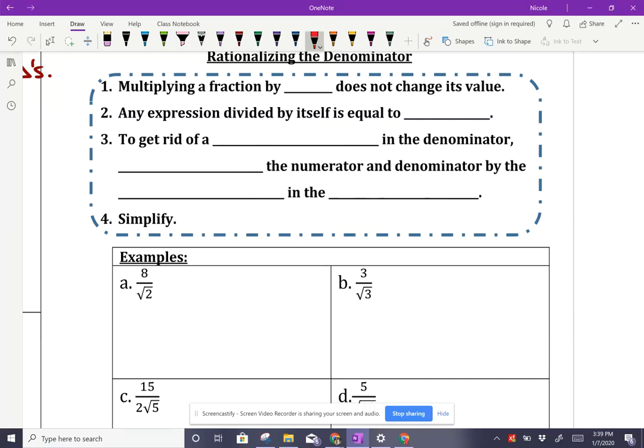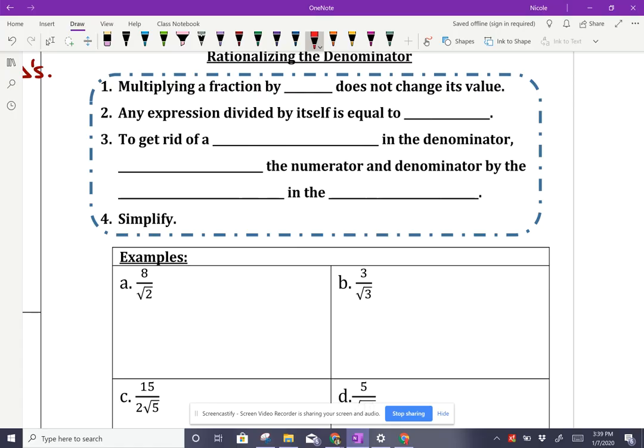Right, the last little part is called rationalizing the denominator. Remember, the denominator is the number in the bottom of a fraction, or the number you're dividing by. What we do not like is having a radical or a square root in the bottom, so we're trying to get rid of that. There are a few steps.